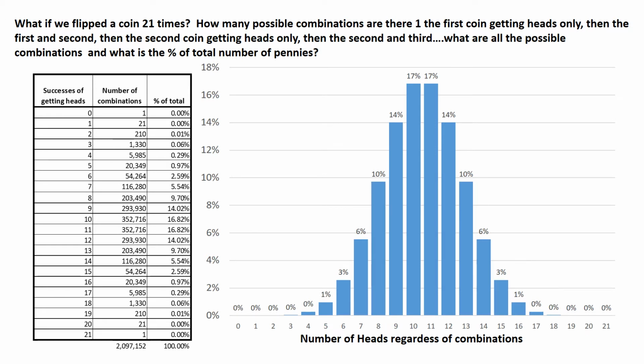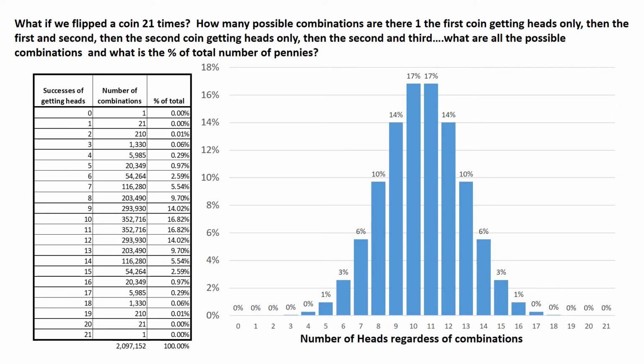What's the possibility? Or I'm sorry, there's 21 possibilities. Possibility of getting no heads: the number of combinations is only one. It means all 21 pennies got tails. What's the possibility of 21 pennies getting one head?